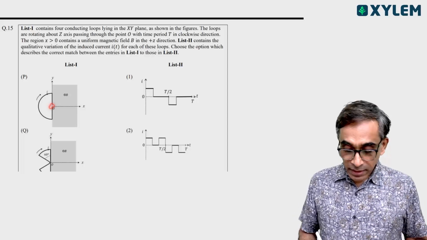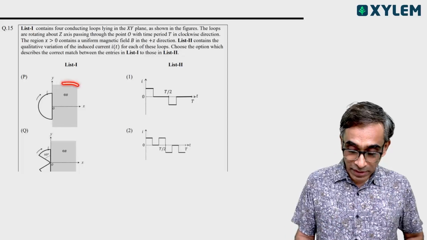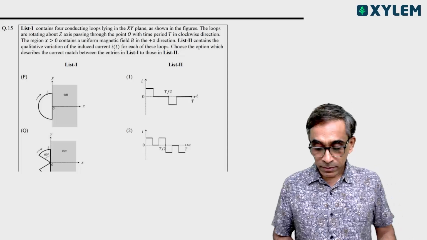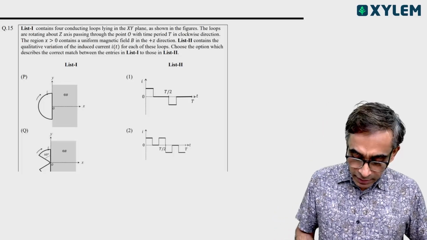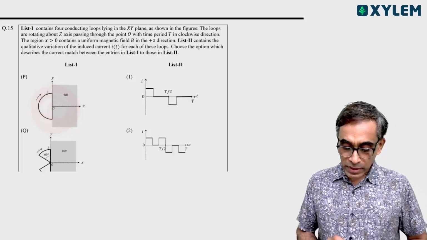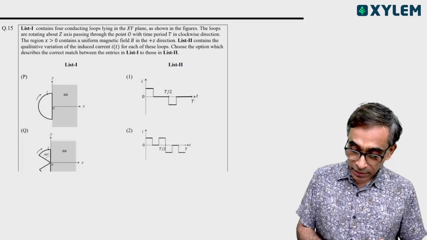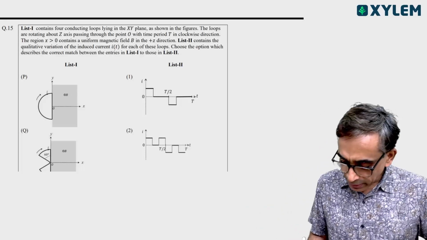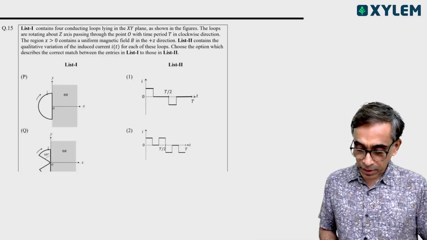The region X greater than 0 contains a uniform magnetic field. To make it easy to understand, it is shaded here. There is a magnetic field acting in the upward direction. Now these are rotating in clockwise direction. When they rotate in clockwise direction, the EMF or the current in the loop is plotted against time. And in each graph you can see T/2 and T marked. T stands for one time period.